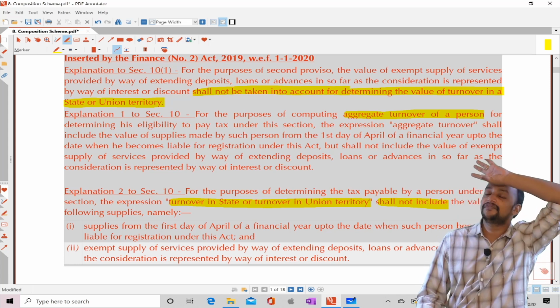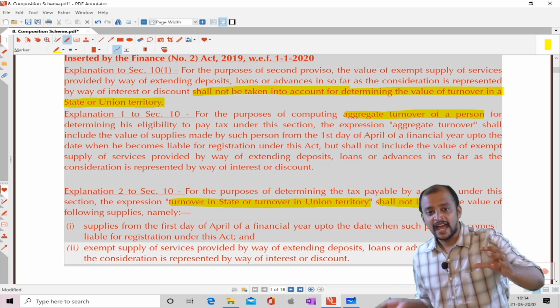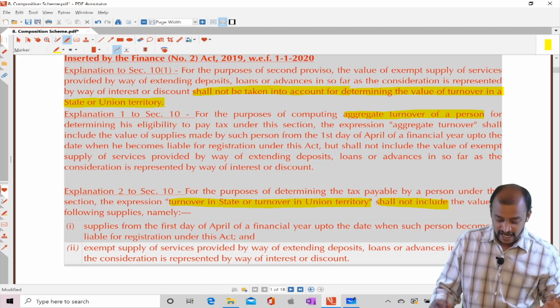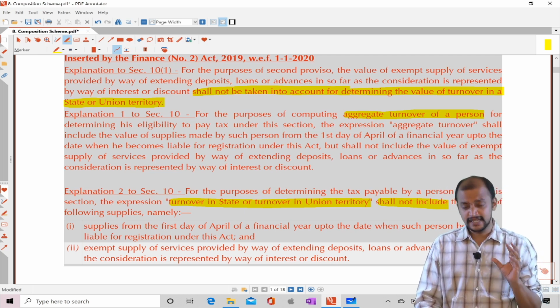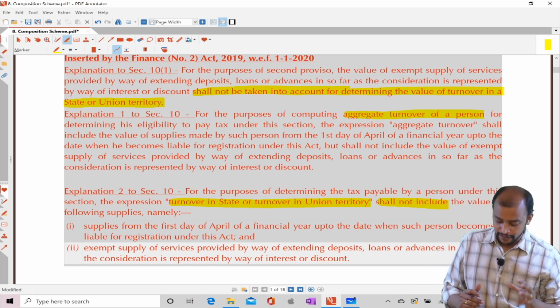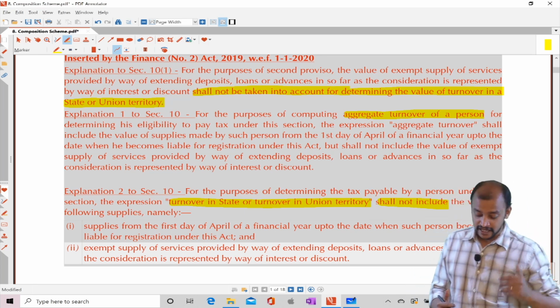Now that's the standard definition of aggregate turnover. No change in that. You take that aggregate turnover and add one point they have given, and deduct another point. Now I want to explain to you what this is. So what is included here?